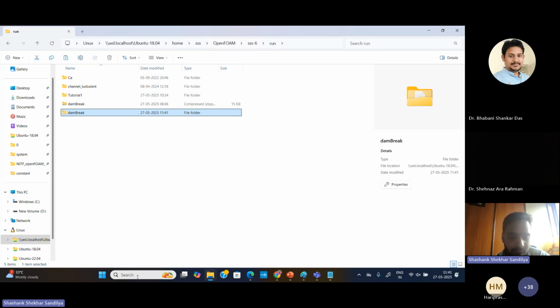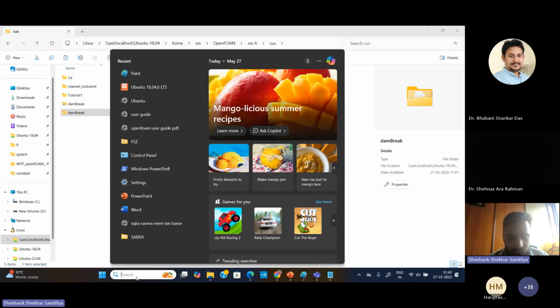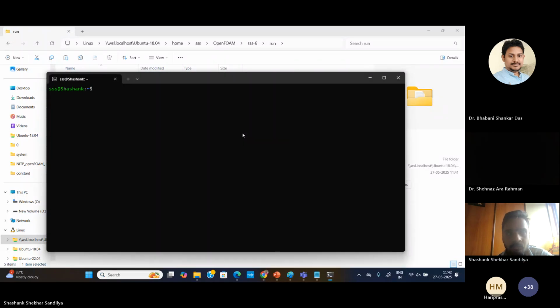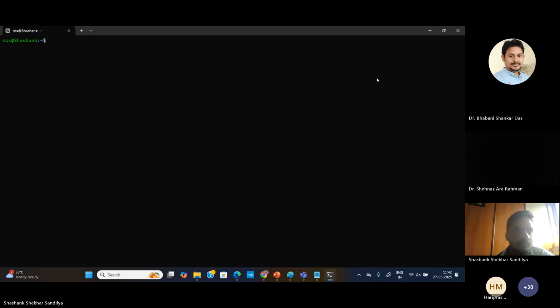Okay. For running this, I will open Ubuntu. I have already installed that. So I open this Ubuntu terminal. First of all, it is required to source OpenFOAM in this environment. For this, we will use a command to source it. This is the command to source OpenFOAM. Actually, 6 represents our version. If you have other versions, you may write OpenFOAM 7, 8, 9 or whatever. So when we press enter, we are under the OpenFOAM environment.